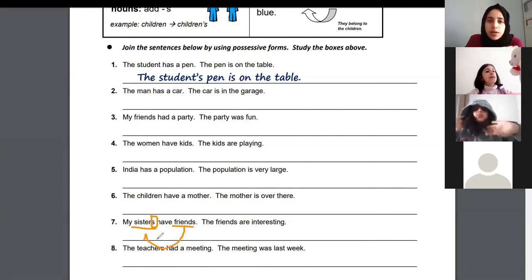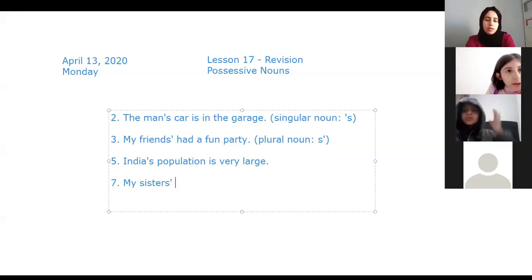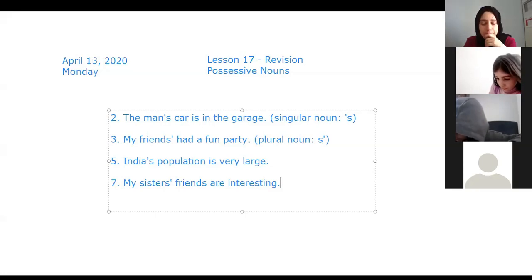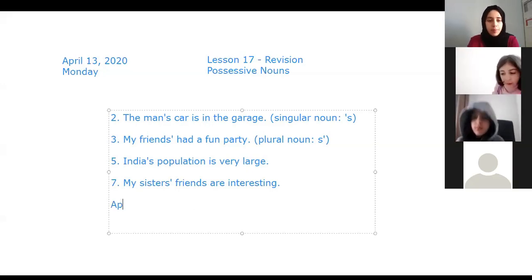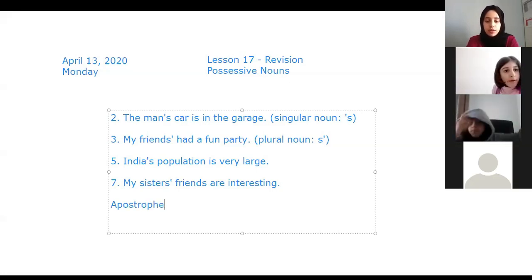Let's write it on the whiteboard. My sisters, and notice how I will put the apostrophe at the end. My sisters' friends are interesting. So this is the last one we're going to do about this topic. Apostrophe is this. I want you all to remember this. This is the apostrophe.